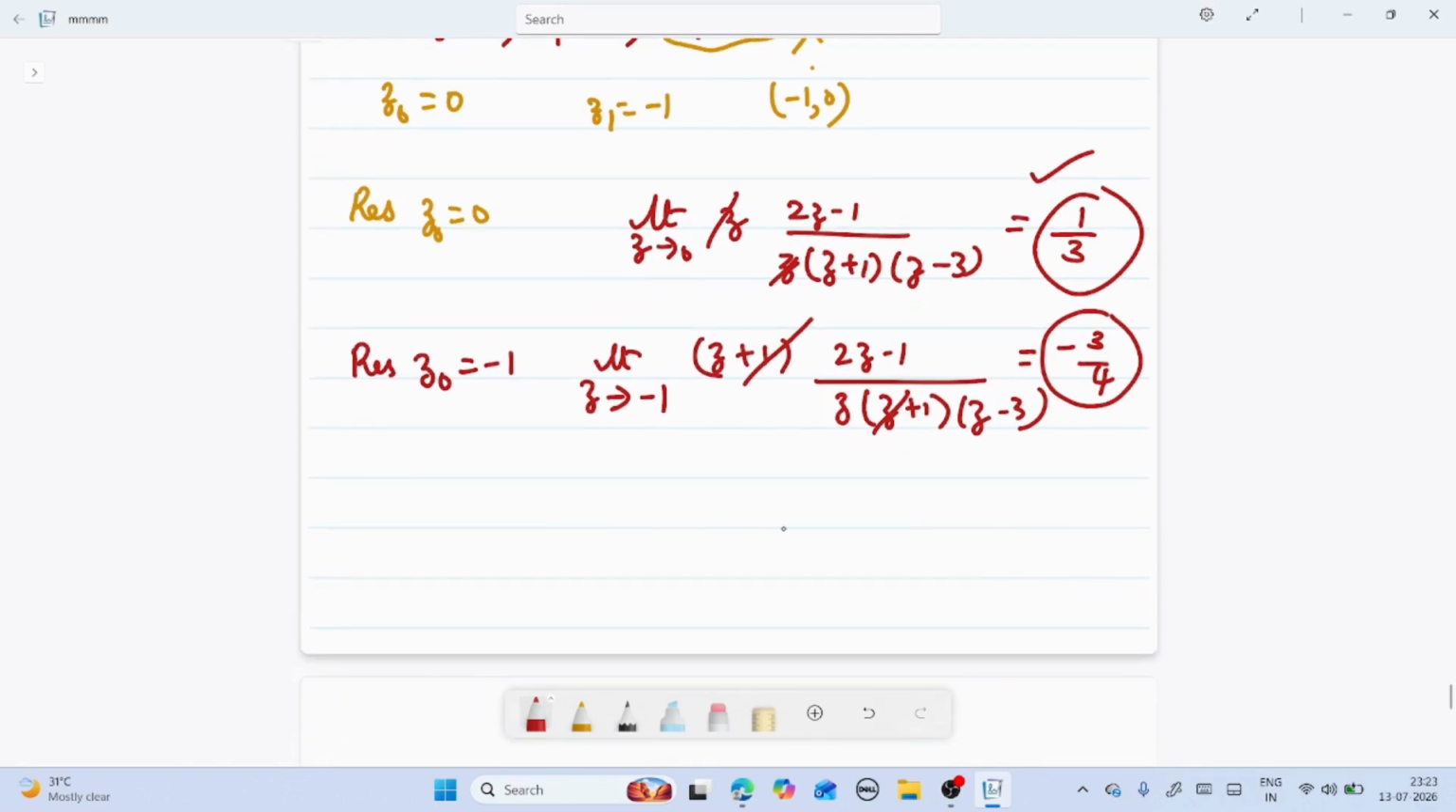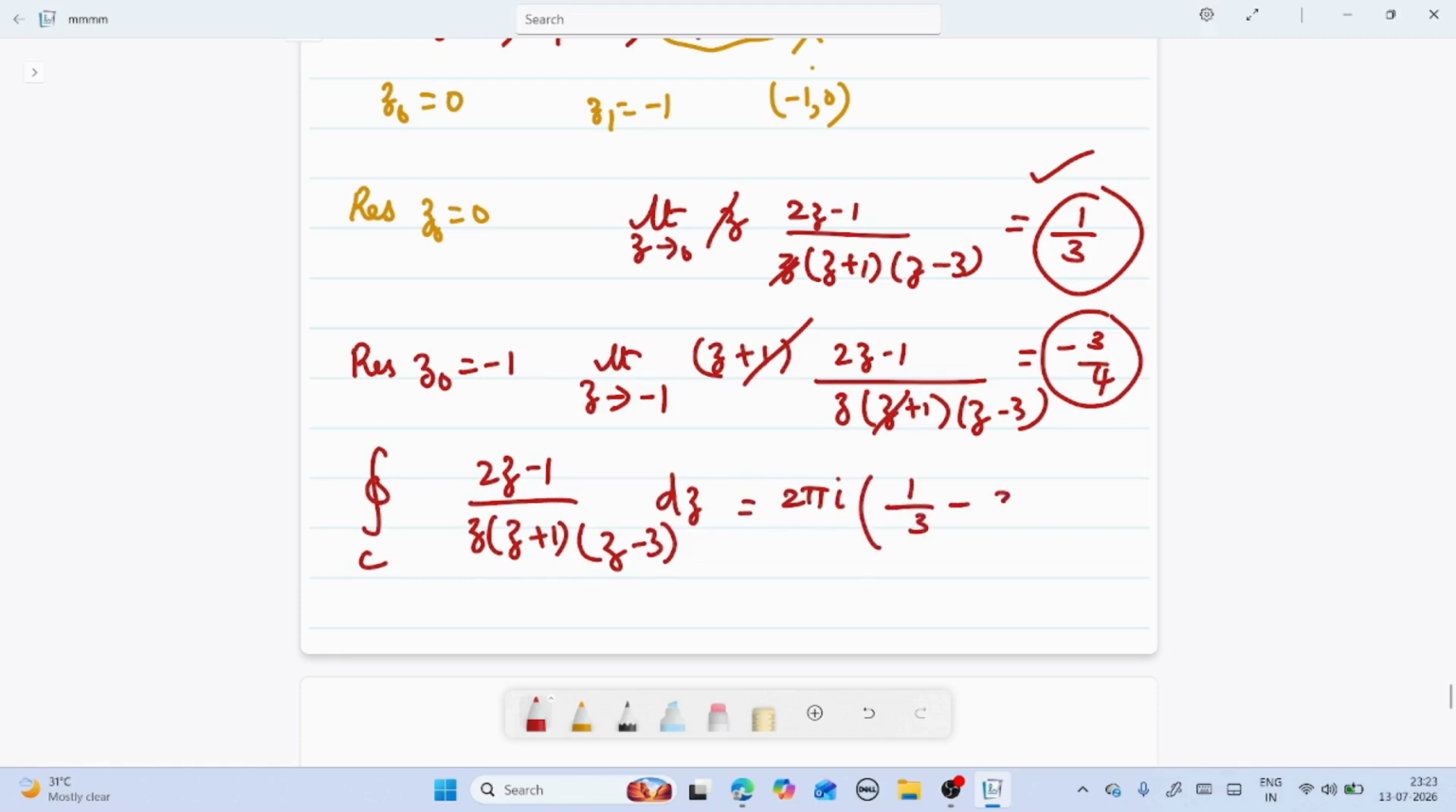So by Cauchy's residue theorem, finally the integral of the given function f of z over the closed curve C is nothing but 2 pi i into the sum of the residues. So here it will be 2 pi i into (1 by 3 minus 3 by 4). So that would be minus 5 pi i divided by 6.